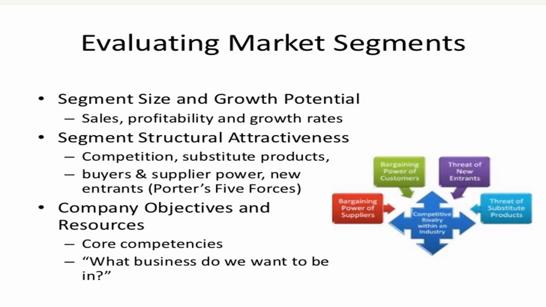Then company objectives and resources, that is core competence: what business do we want to be in, what are the business objectives, how the business will run in the long term. Whenever we start a business, we think the product should be in demand in the market, and the business should run in the long run. We should be in the competition, and in a changing environment we have to adapt to different types of change. This is called company objectives and resources.